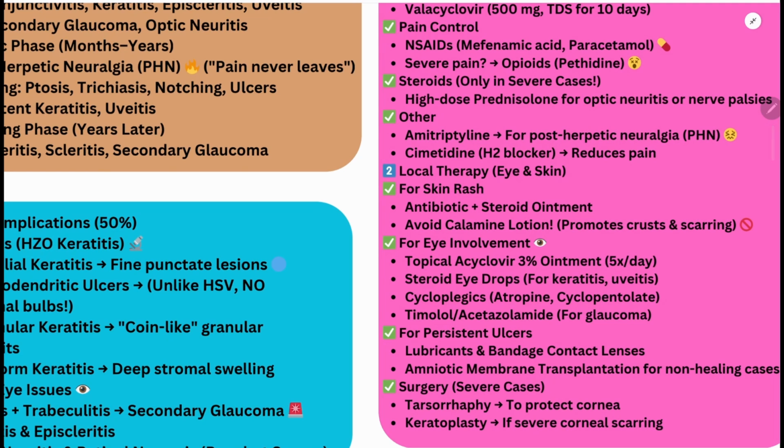And for local therapy, you will go for eye and skin. For skin rashes, you will give antibiotic plus steroid ointments. And for eye involvement, you will give topical acyclovir, steroid eye drops for severe conditions, cycloplegics. Let me know in the comment section what percent of atropine is used as a cycloplegic, and timolol, which is a beta blocker, for glaucoma. And for persistent ulcer, you will give lubricants, bandage contact lenses, and the surgical options are tarsorrhaphy to protect the cornea and keratoplasty in case of severe corneal scarring.